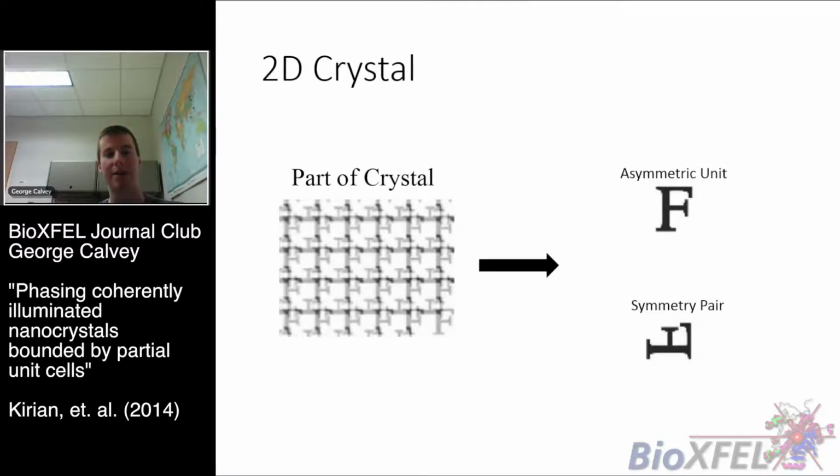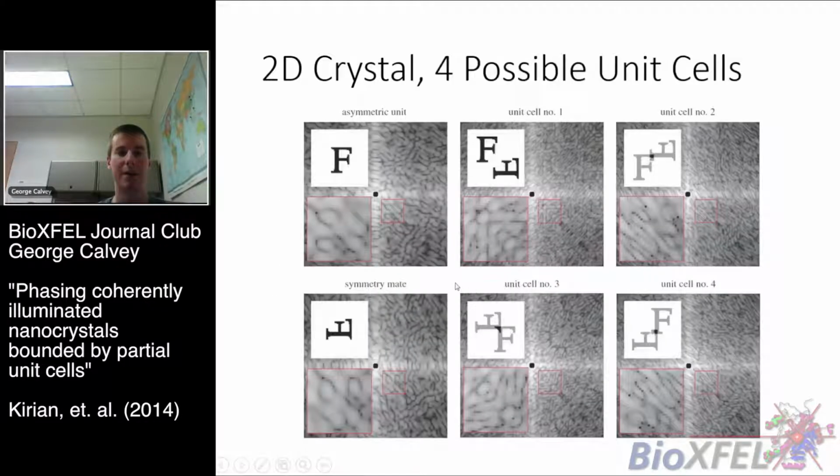Next, the paper looks at a 2D crystal, which is just composed of more of these Fs, where this shows the asymmetric unit and its symmetry pair. You can construct 4 unit cells from this asymmetric unit. These were the diffraction patterns that they computed for each combination. And then this is just the diffraction pattern from the asymmetric unit by itself and its symmetry pair.